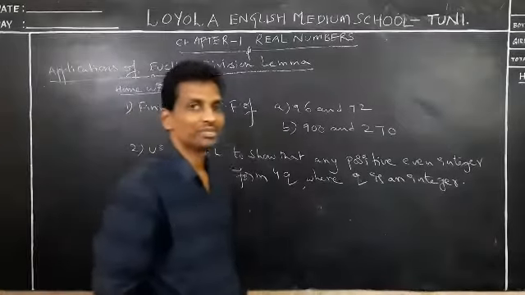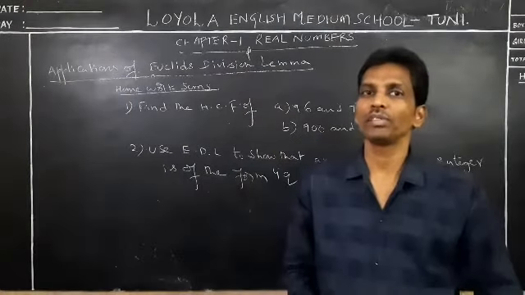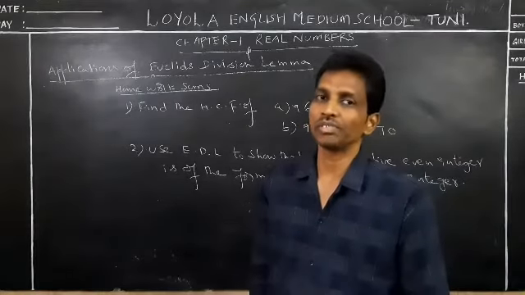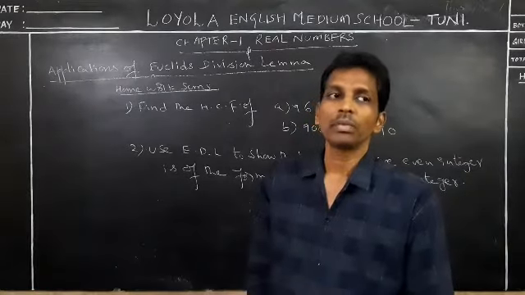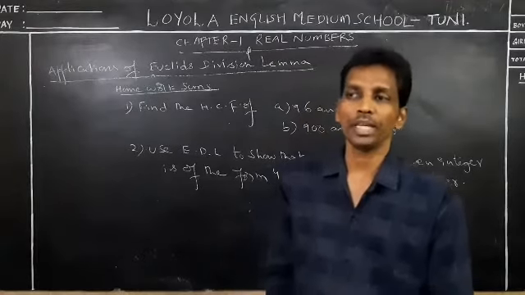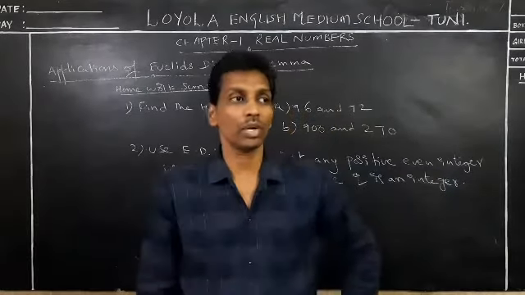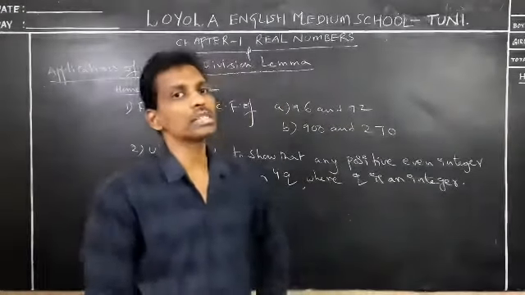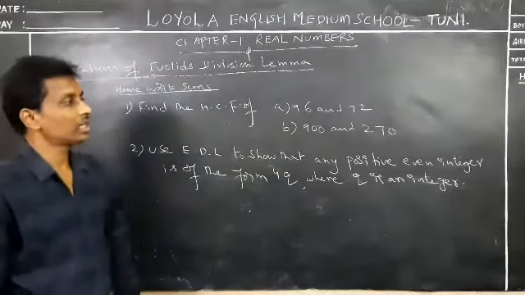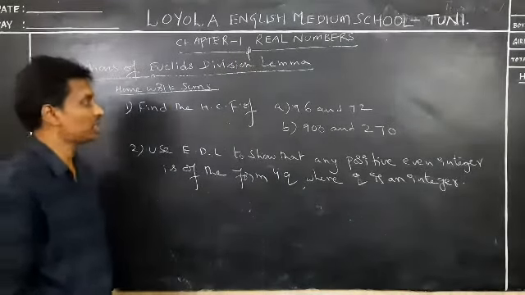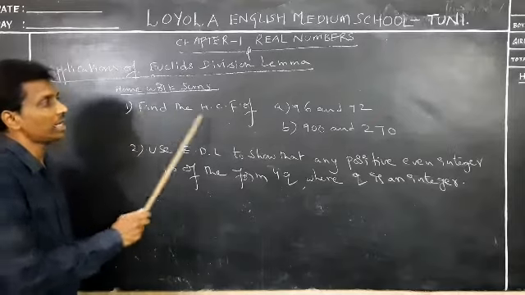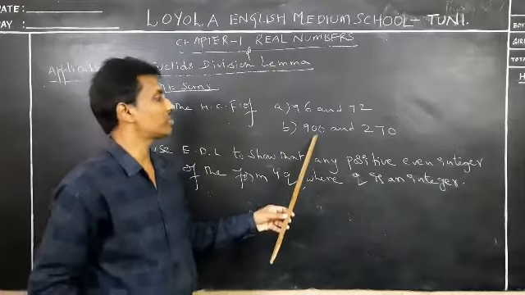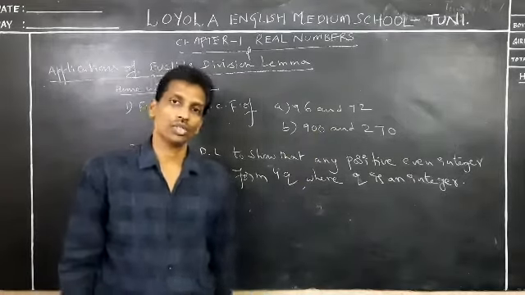Okay, dear children. So today we have discussed the division equation, Euclid's division lemma, and applications of Euclid's division lemma. That means we have seen some problems based on Euclid's division lemma. So today I am giving some homework based on today's explanation. The first one is: find the highest common factor of 96 and 72. And the second part of the first question is 900 and 270.